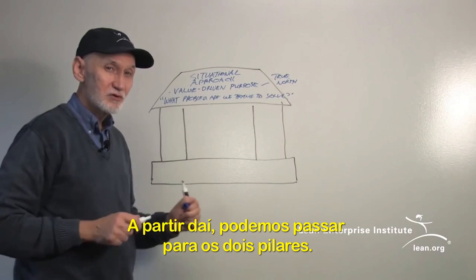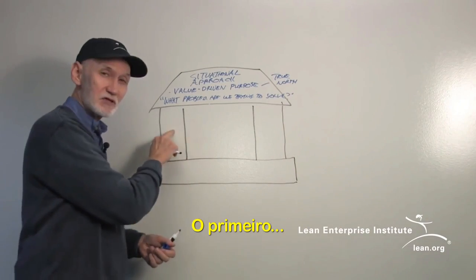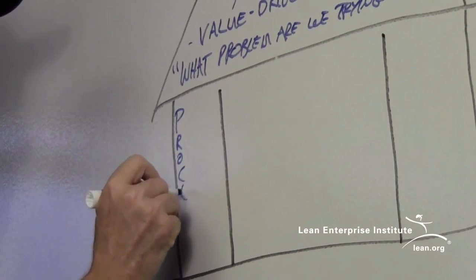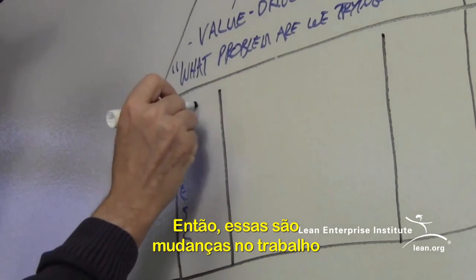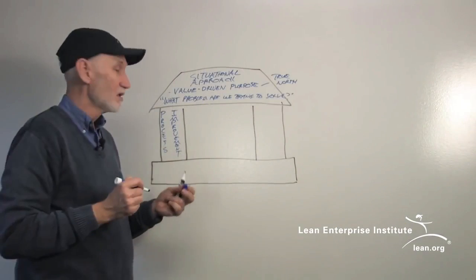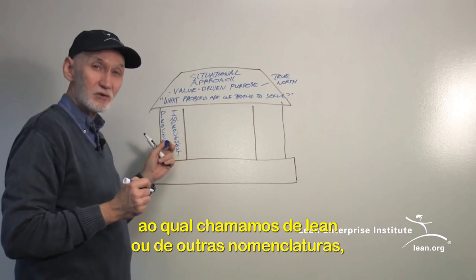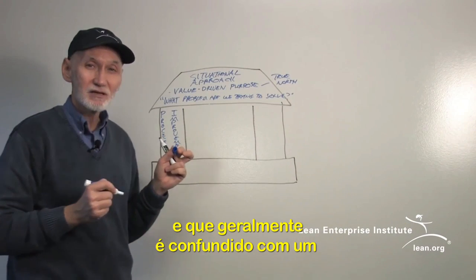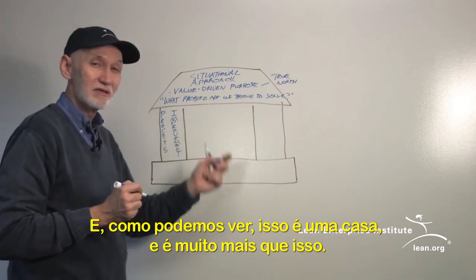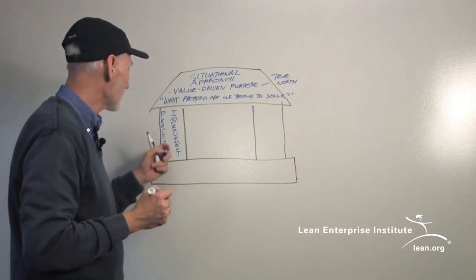Now from there we'll go to the two pillars. The first one here is one that we'll call process improvement. So these are changes in the work that we do as part of any continuous improvement program, whether we call it Lean or something else. And in fact, Lean is often mistaken as a process improvement program. And as we can see by looking at this as a house, it's much more than that.